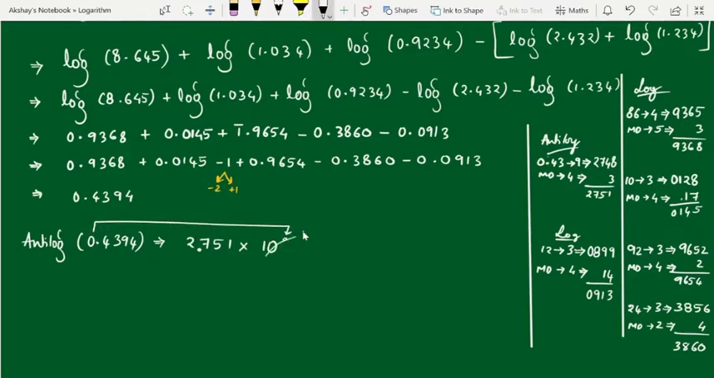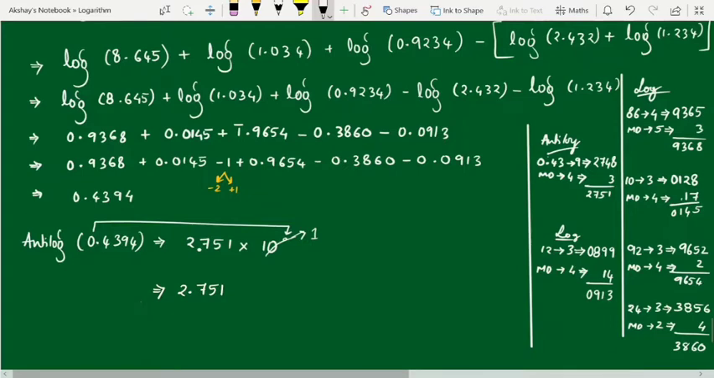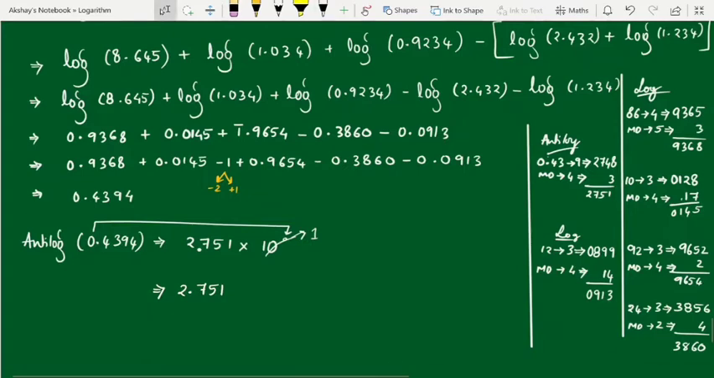0. So anything raised to 0 is treated as 1. So final answer is 2.751. Clear? Shall we go to next part? Shall we go to one more example? Okay.